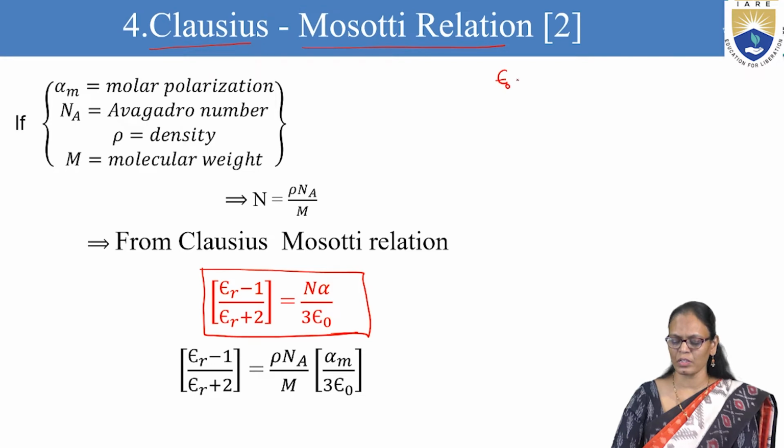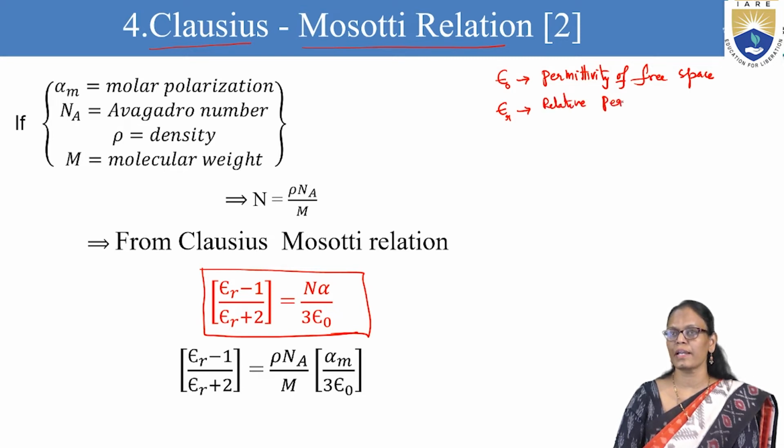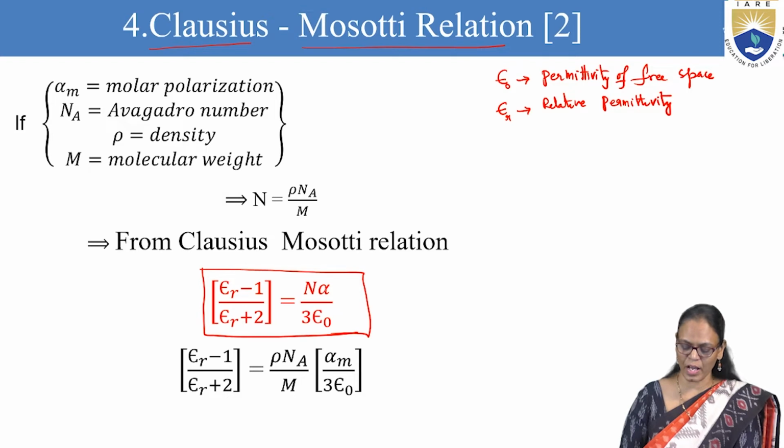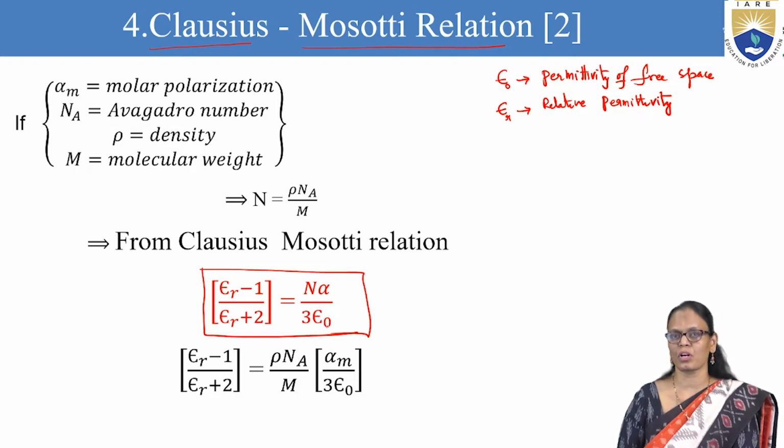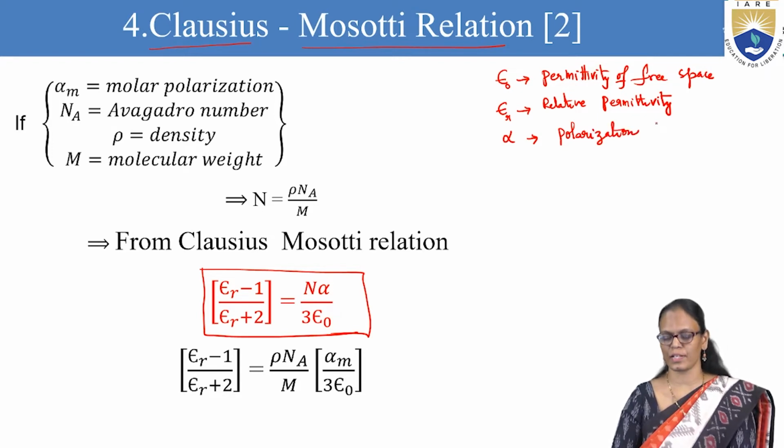Here epsilon naught is the permittivity of free space, and epsilon R is the relative permittivity. These are the macroscopic quantities, and N alpha by 3 epsilon naught is the microscopic side. Alpha here represents the polarizability, or the polarization constant, we say.